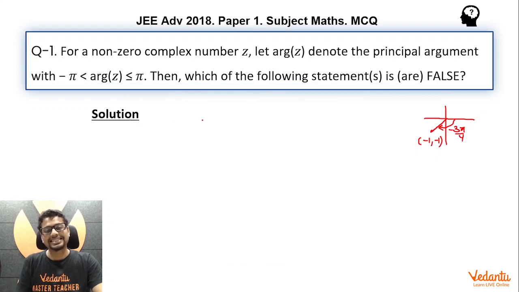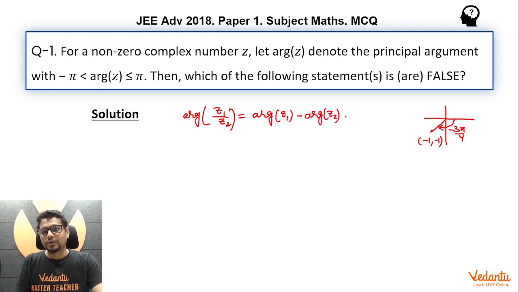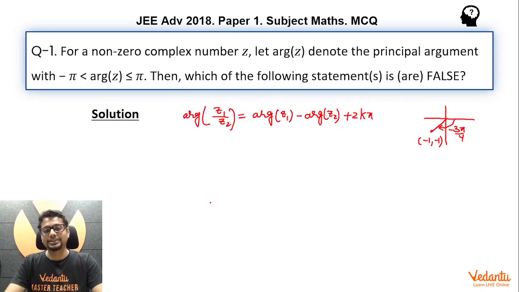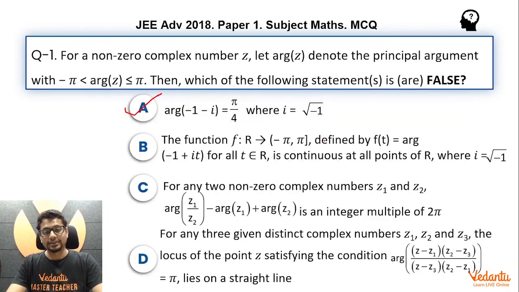And when it comes to C, argument of z1 by z2 is essentially argument of z1 minus argument of z2 plus 2k pi, where k belongs to integer, or you may say integral multiple of 2 pi. So clearly you can see argument of z1 by z2 minus argument of z1 plus argument of z2 is an integral multiple of 2 pi. So this is false. Sorry, this is true. So we don't have to mark it as an answer. So C is not my answer.